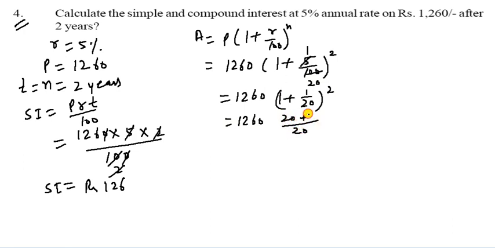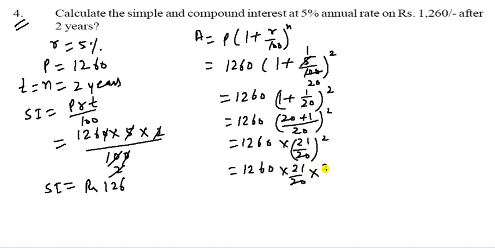So 1260, taking the LCM, it's 20. So 20 plus 1, whole square. That means 1260 into 21 upon 20 and whole square. It is 1260 into 21 upon 20 into 21 upon 20. So the 0 will be cancelled with this 0, and 2 ones are 2, here 2 sixes are 12, and 2 threes are 6. So you can do the multiplication. It is 63 and 21 into 21, that is 441, upon 20.